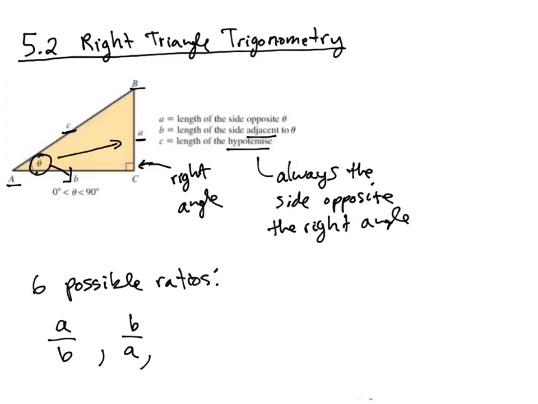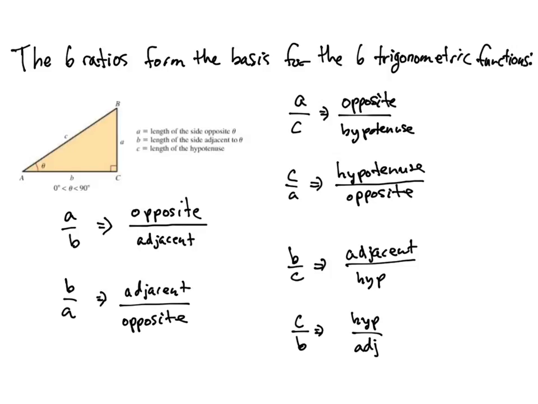Looking at 2 of the other sides, how about A and C? We could say A over C or C over A. And then with B and C, we could have B over C and C over B. So there are 6 possible ratios we could come up with by selecting 2 of the sides in a right triangle. Now, these 6 possible ratios form the basis for the 6 trigonometric functions, or trig functions.